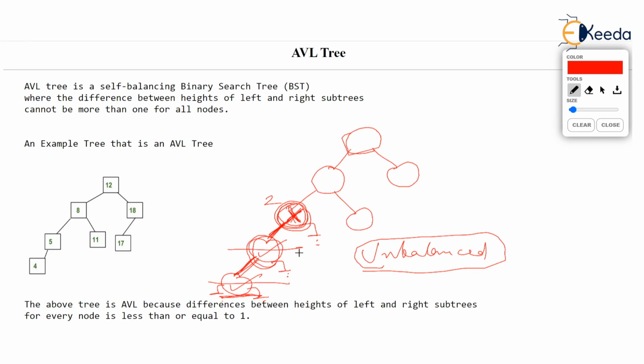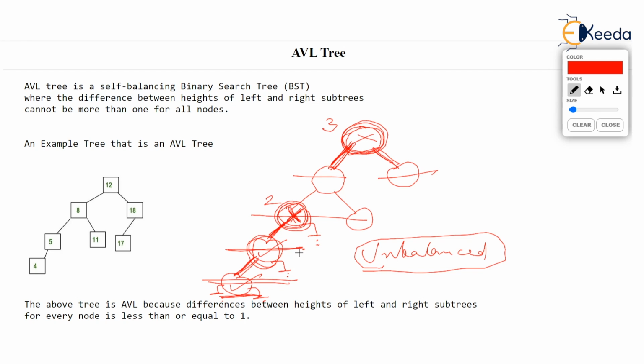you may claim some other node that it is not balanced. Like if you see, root is also not balanced. Correct? I'm marking the root. It's very easily seen that the left height of root is 1, 2, 3, 4, and the right height is just 1. Observe. So 4 minus 1 is 3. So you may say root is not balanced. Yes, I agree root is not balanced.